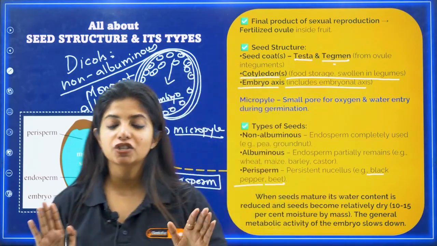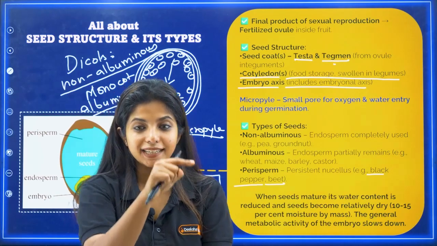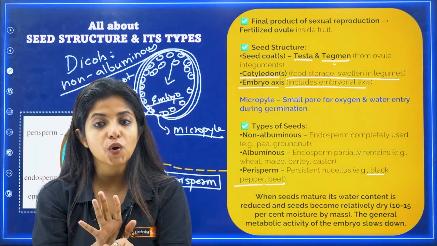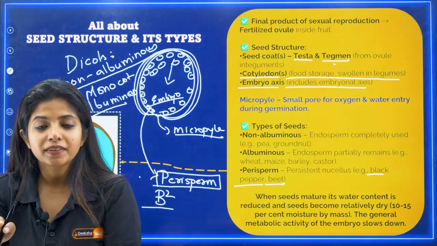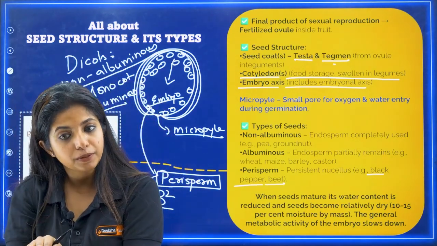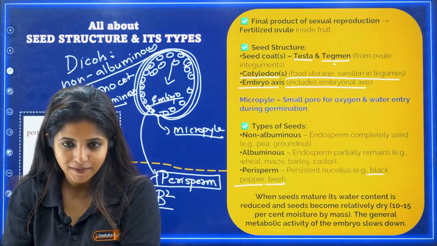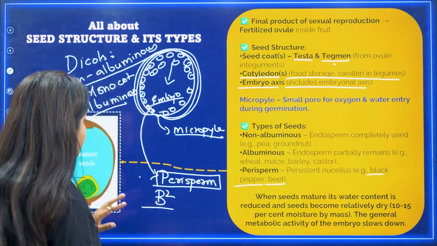Okay, so my dear children, we transformed from zygote to embryo. We needed the endosperm to do so. In some, the endosperm was completely utilized. You call these non-albuminous seeds. Where do you find them? Dicots. In some, my dear children, the endosperm is still persisting. You call them albuminous seeds, and they are what? Monocots. Fine, cool, done. We are going ahead.